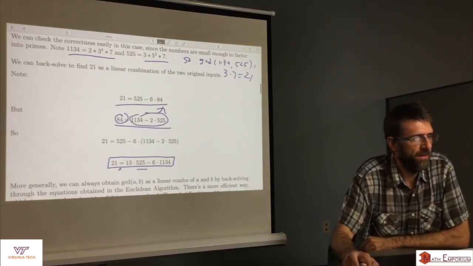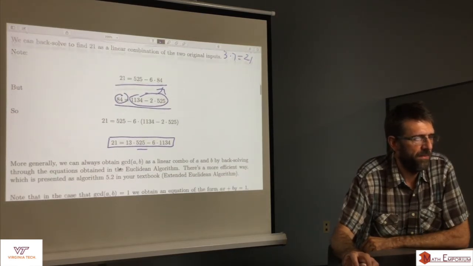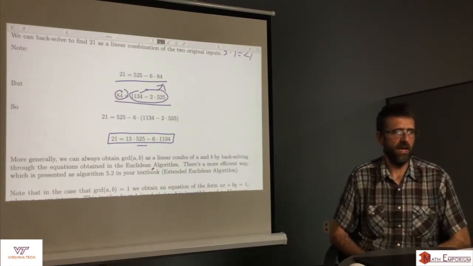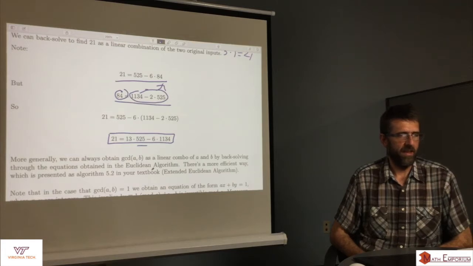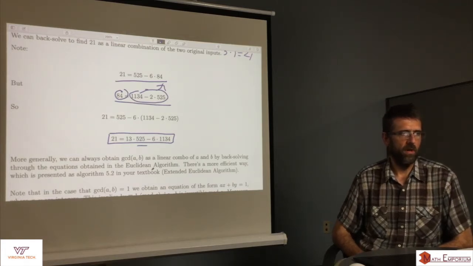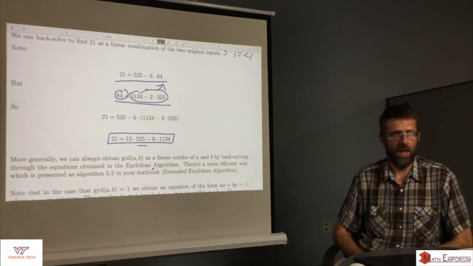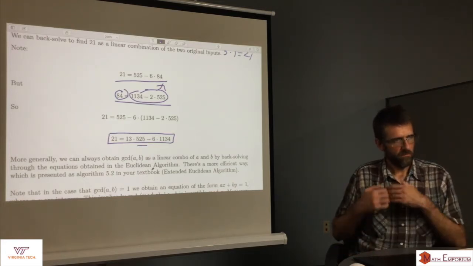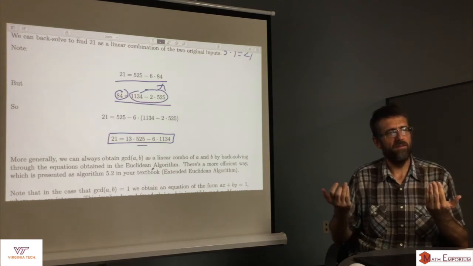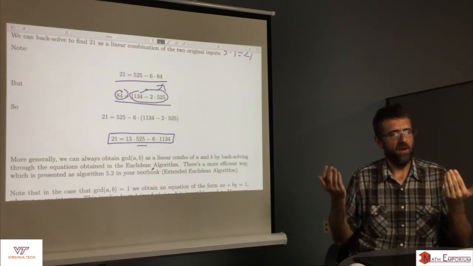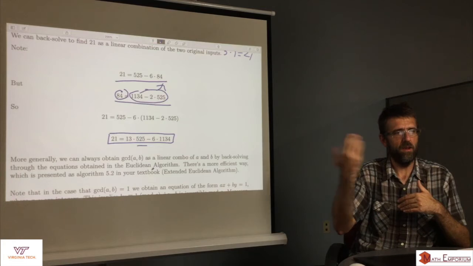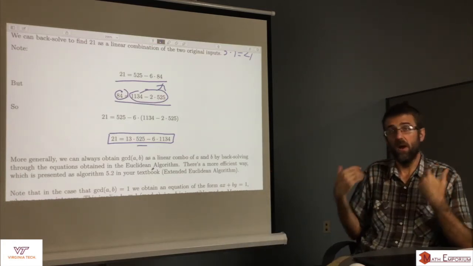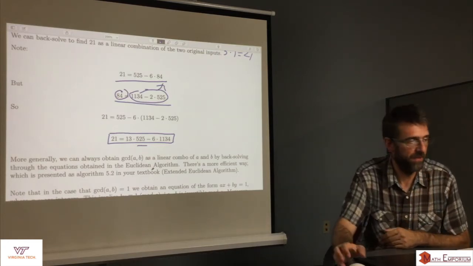There's a more efficient way of implementing this, and you can look in your textbook. I think it's algorithm 5.2, listed as the extended Euclidean algorithm, for a slicker way of implementing this. But regardless of how many equations we have in that Euclidean algorithm, we can always use this method of back solving to write the GCD as a linear combination of the inputs.